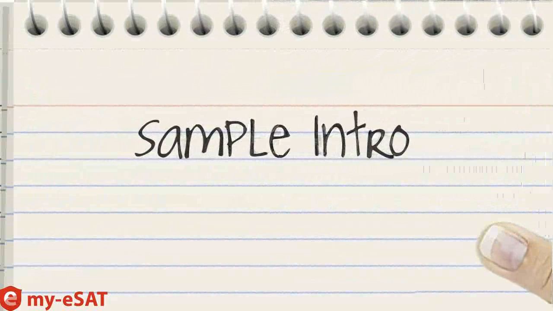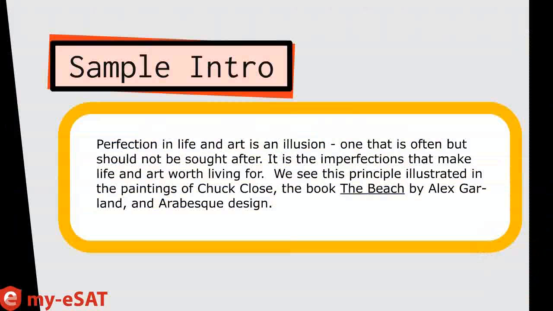I'm going to go over a sample intro that I would have written. This is so you can get a good idea of how you would use this formula. Okay, so I wrote, perfection in life and art is an illusion, one that is often, but should not be, sought after. It is the imperfections that make life and art worth living for. We can see this principle illustrated in the paintings of Chuck Close, the book The Beach by Alex Garland, and Arabesque Design.